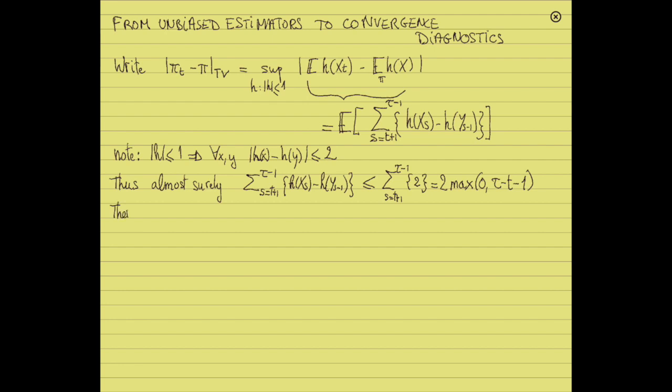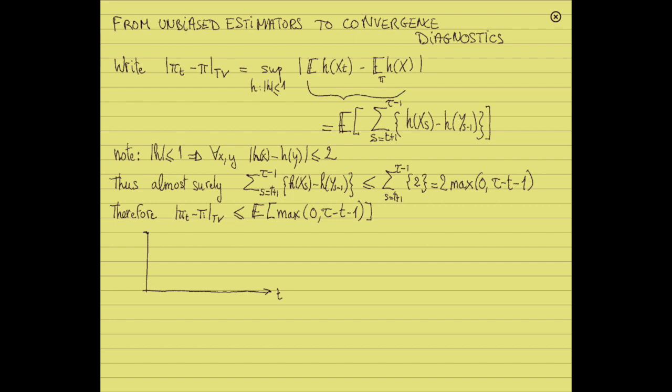And therefore, we obtain an upper bound on the total variation distance between pi t and pi in the form of an expectation of the maximum between 0 and tau minus t minus 1. I should have written 1/2 in front of the supremum in the definition of the TV. So the 1/2 cancels out with the times 2.